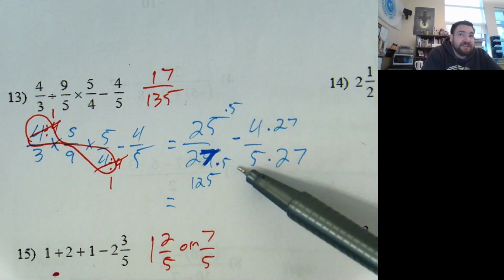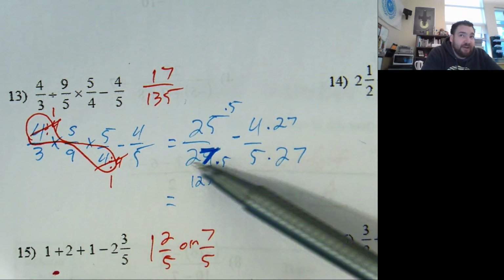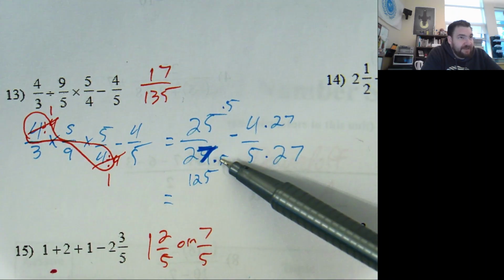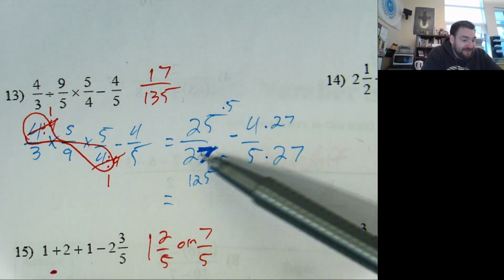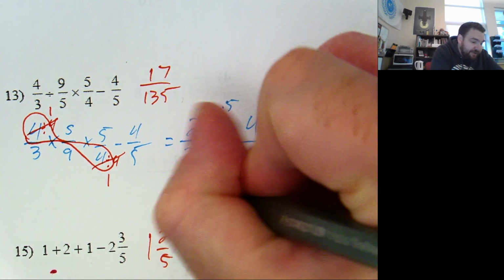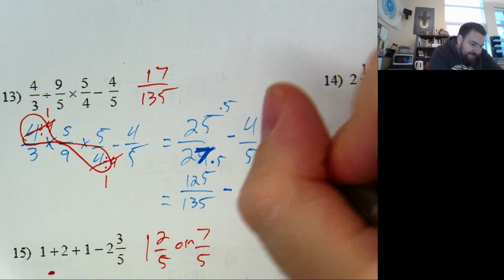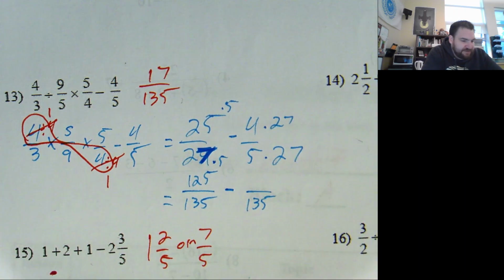And now the 27 times 5, how I would do this without a calculator is I would say 20 times 5 is 100. And 7 times 5 is 35. So 27 times 5 is going to be 135. That's going to give me the same denominator over here. That's the whole point of this.